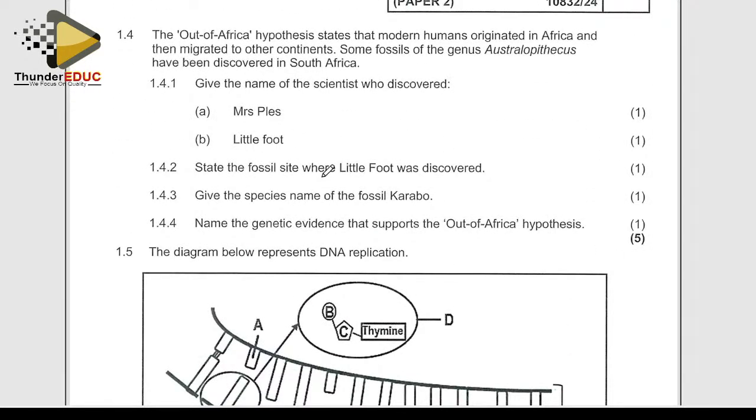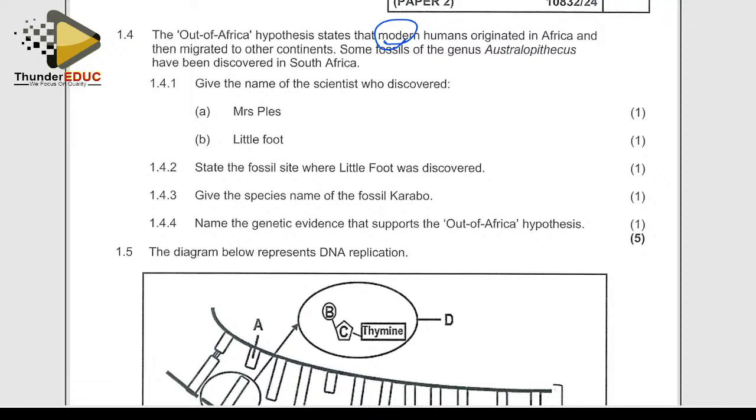Out of Africa hypothesis. This one we talked about, ne? But now this time, what they did is they stated it for you. They say that out of Africa hypothesis, modern human, you see, I told you the word modern is very important. Next time when they ask you to state the out of Africa hypothesis, you know how to state it. Modern humans originated from Africa and then migrated to other continents.